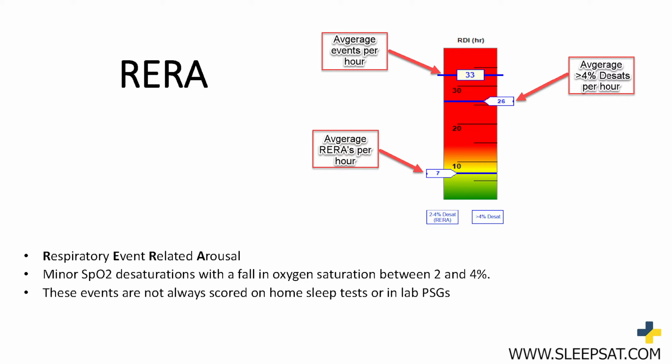Minor SpO2 desaturations with a fall in oxygen saturation between 2 and 4% followed by an autonomic arousal. These events are not always scored on home sleep tests or in-lab PSGs.